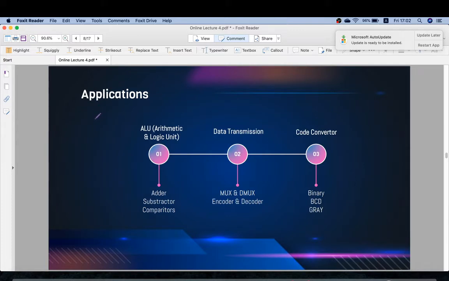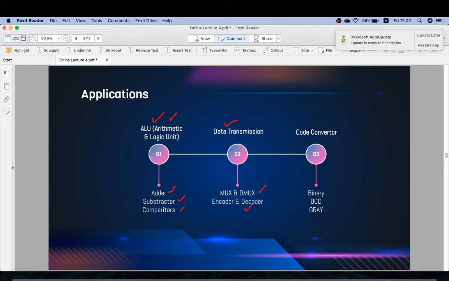So these are the applications. In arithmetic and logic unit, adders are an example, subtractors and comparators. These are the units which use combinational logic in ALU. In data transmission, mux and demux. Mux means multiplexer and demux means demultiplexer, encoder and decoder.